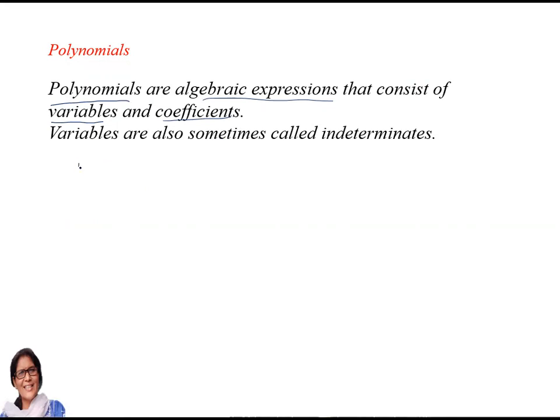If I write y plus 5, this is a polynomial in the variable y. I can write x square plus x plus 3. This is also a polynomial, in variable x. I can write 3x square minus 5 plus x cube. This is also a polynomial. But if I write y plus 1 by y, it is not a polynomial.